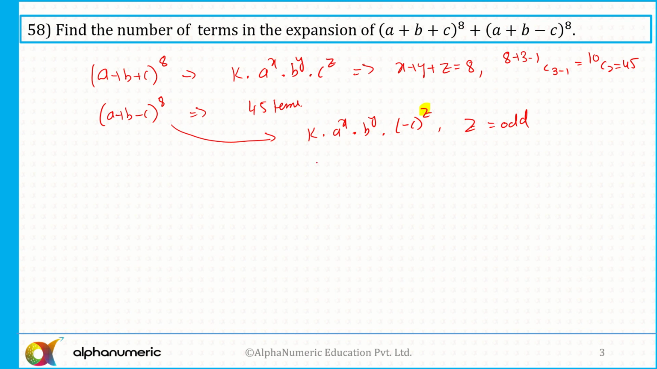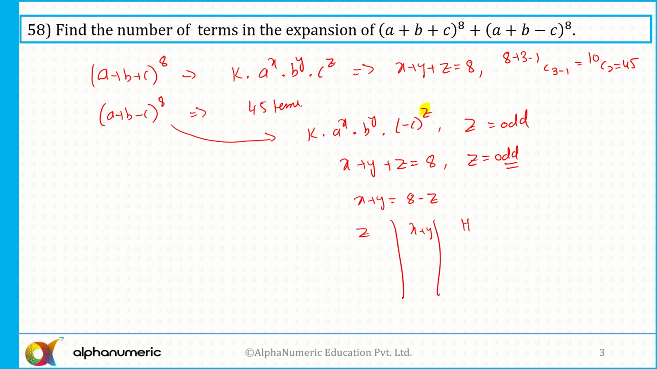We know that x + y + z is equal to 8, and z is an odd number. So, same logic, x + y is equal to 8 - z. Now z is an odd number. If I put z equal to 1, x + y is equal to 7, so the total number of solutions is 8.